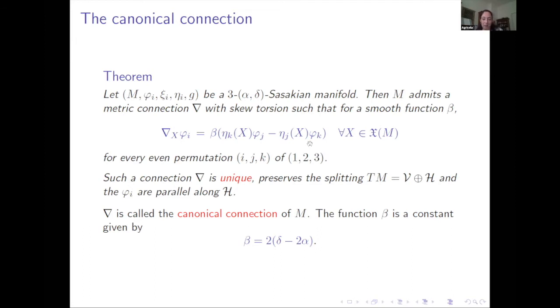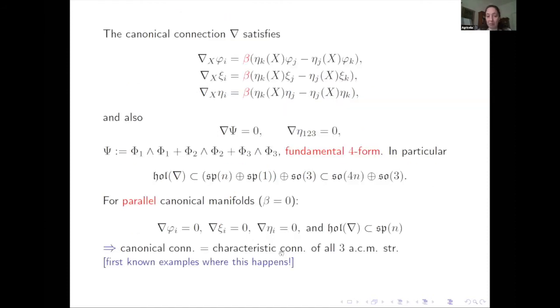It is unique. It preserves the horizontal vertical splitting and the phi I are parallel along H. This connection is what we are going to call the canonical connection. And the function beta, which a priori could be any function, is just given by that number that I had stated in summary before. So I'm not putting in that you can compute it in the free alpha delta Sasaki case as before, but it's just a result.